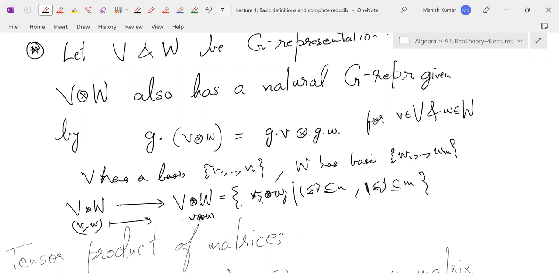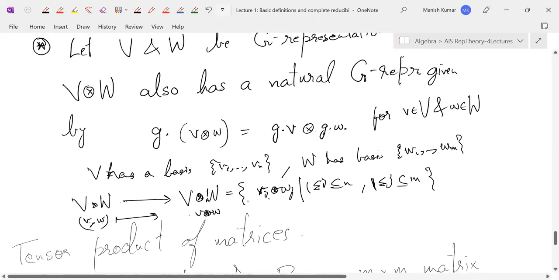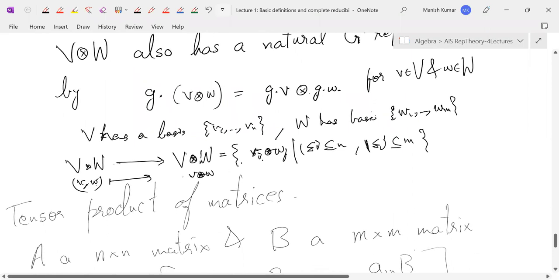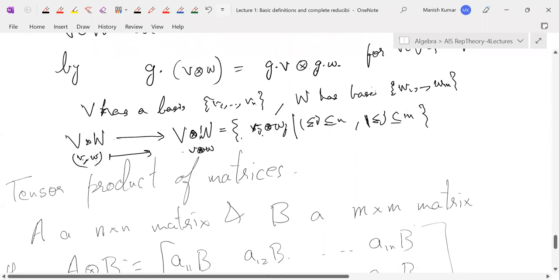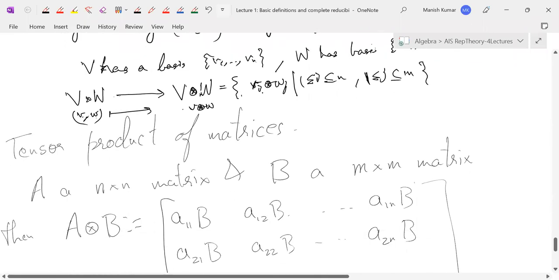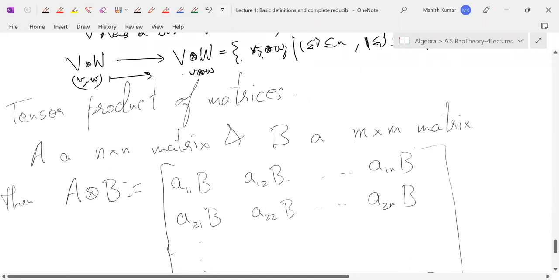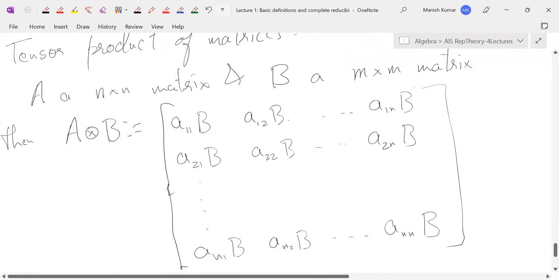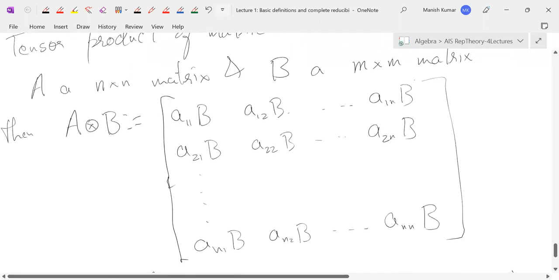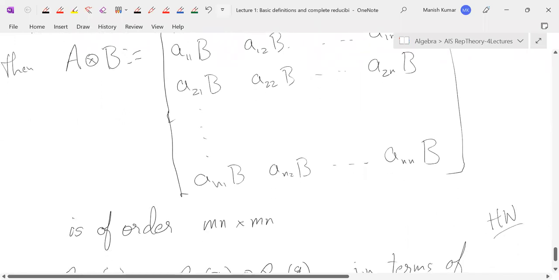Okay, so I can make it more explicit in terms of matrices. Maybe in the afternoon one can give a proof of this as well. Suppose you know what the tensor product of matrices is. If you have an n cross n matrix A and an m cross m matrix B, you can form the tensor product of matrices, which looks like this. It's a block matrix: A11 times B, A12 times B, A1n times B, and so on. So it is an mn cross mn matrix, because each B is m by m and there are n blocks of B.